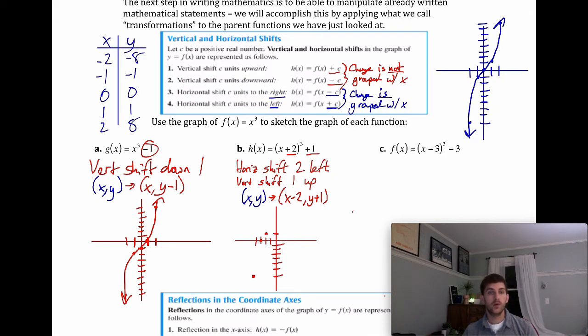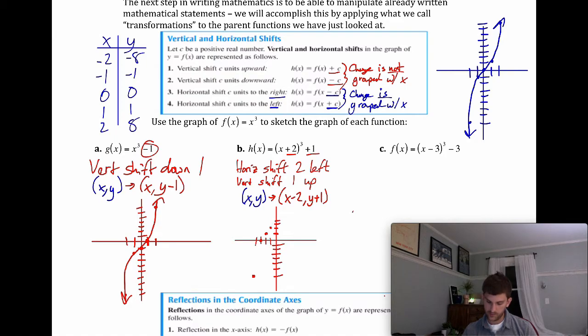(1, 1), we're going to shift the x coordinate, we're going to subtract 2 and get -1. And we're going to shift it up 1, so it's going to be -1, and then our y value is going to be up at 2. So (-1, 2). And then we're going to do (2, 8). We're going to subtract 2 from the x coordinate, giving us 0. Then we're going to add 1 to the y coordinate, so we're going to be at 9.